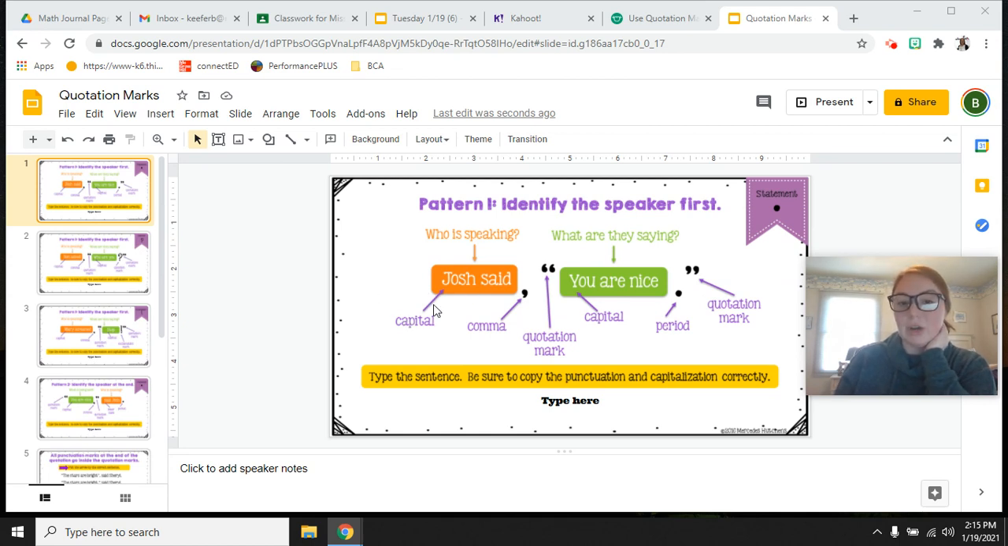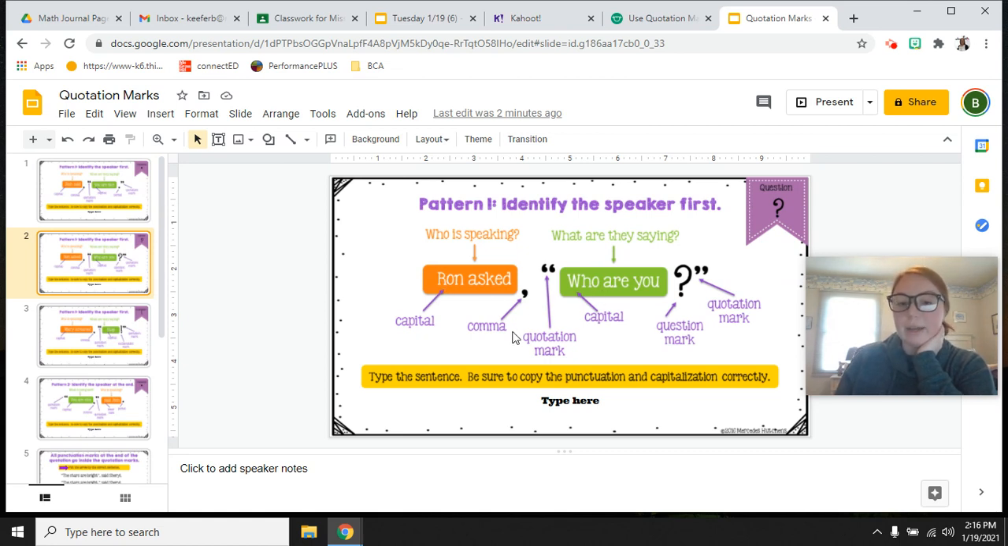But the key to this is know that the sentence starts with a capital, the quote starts with a capital. There is punctuation separating the tag from the quote. So in this case, it's a comma. When the speaker is first, you have the tag, comma, and then the quote. And then you put the punctuation inside the quotation mark, okay? Inside the quotation mark. Here's an example of a question.